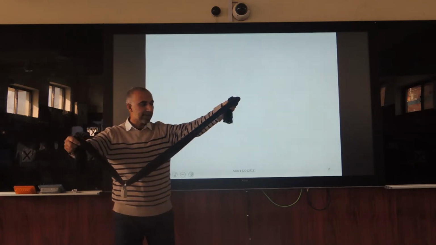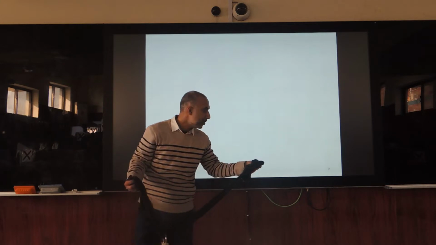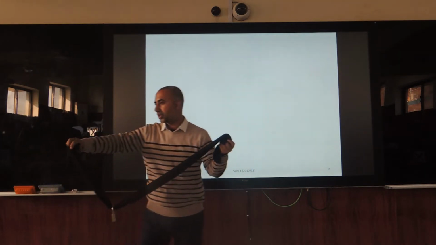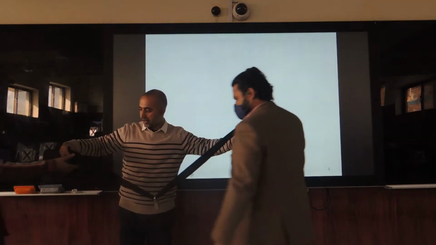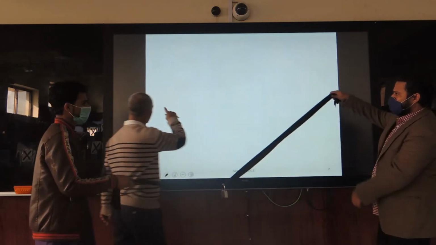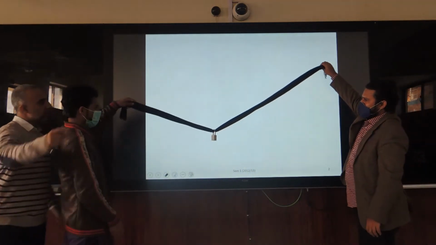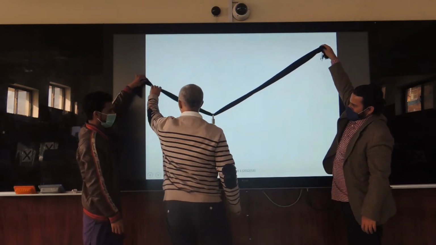And with respect to this, I need two volunteers. Please come and help me out. One volunteer should hold this on the left side, and one should hold on the right side. Please, you should place it here, and you should place it here. Yeah, your side should be a little bit higher than the other side. Okay, just your side lower.